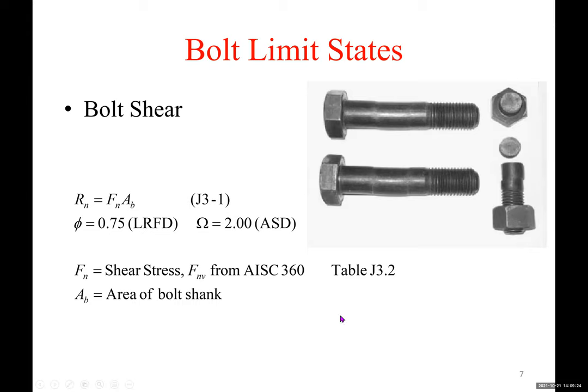We also have bolt bearing as a limit state. So when we have bolts, we have to check the bolt bearing on the material. So here, as you can see in the photo, we can see deformation around the hole. This deformation is created as a result of the bolt pushing on the hole material, on the steel material. So we have to make sure that the steel material can take that load that's coming from the bolt. So that's bolt bearing. And we have two cases here that we need to check.